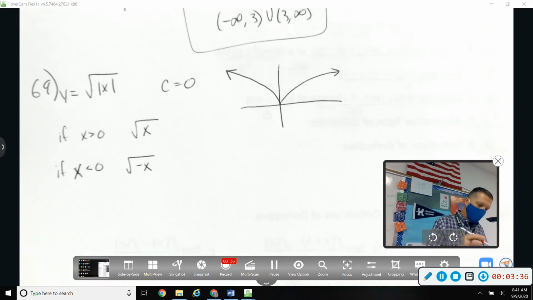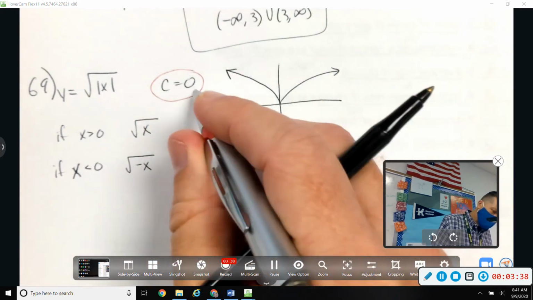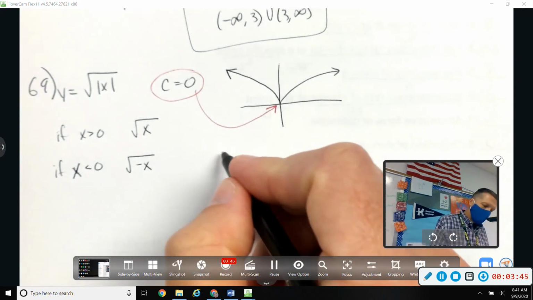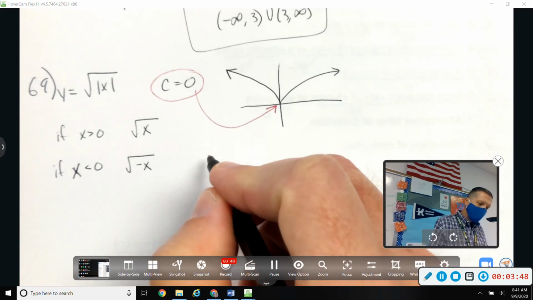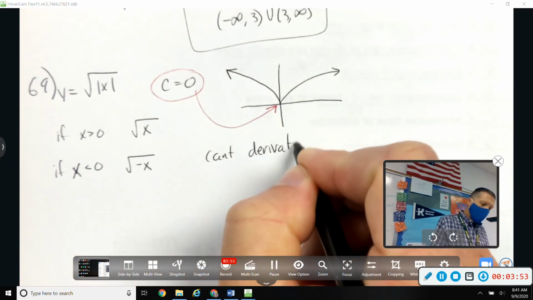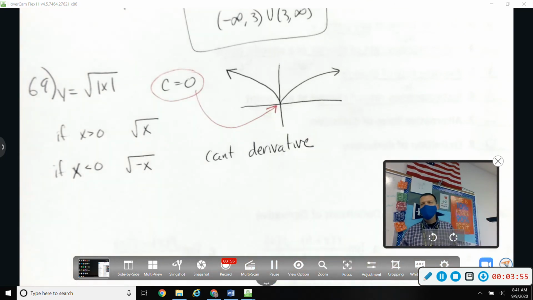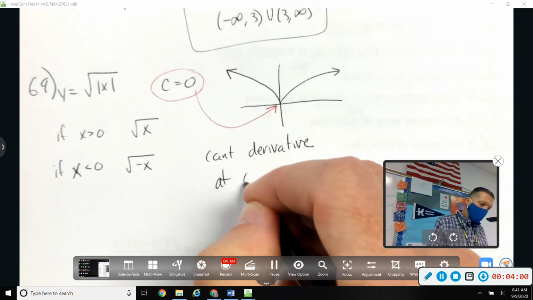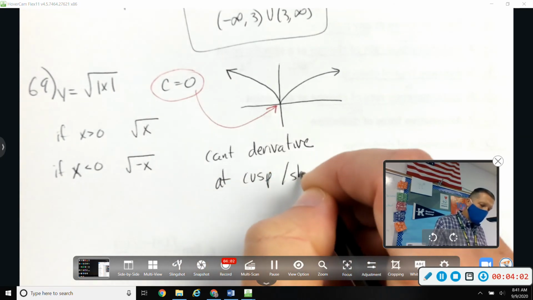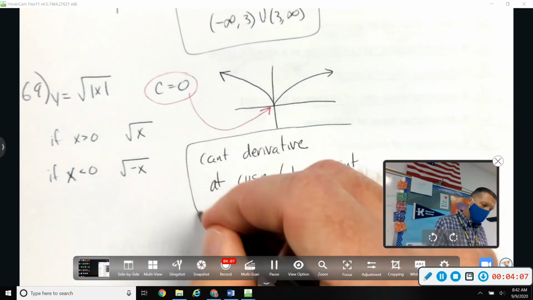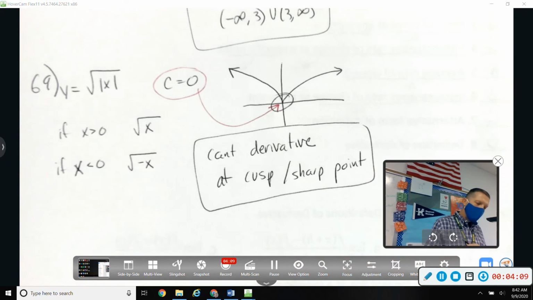Okay, so now it wants us to say at 0, so at that point. Well, here's another place you can't take a derivative. You can't take a derivative at a cusp or a sharp point. So there is no derivative there.